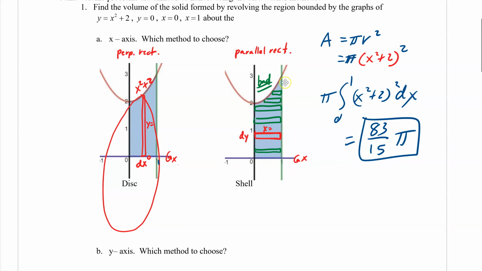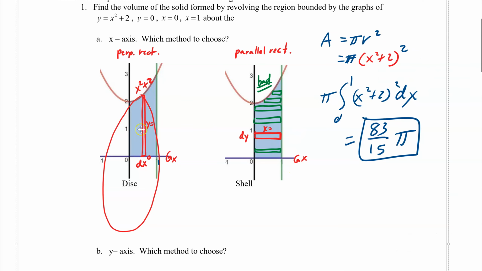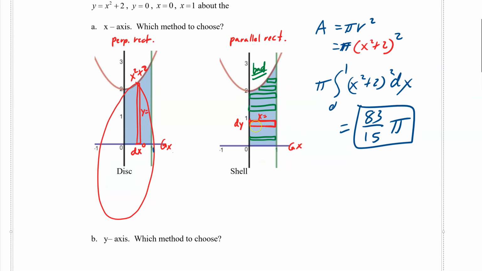Now this doesn't mean we can't use shells here. If you were going to use shells, you would still get the same answer. You just have to use two integrals. We'd have to go from 0 to 2 and find the shells here. So that would be a radius of y with a height of 1, plus, and then we'd have to solve this one for the x coordinate in terms of y, which gets complicated. We end up with 1 take away the square root of y minus 2 with a radius of y. But no matter what, you get the same answer. You can just see, look at that and look at that. So you always want to pick the correct rectangle. It'll tell you which method to use.